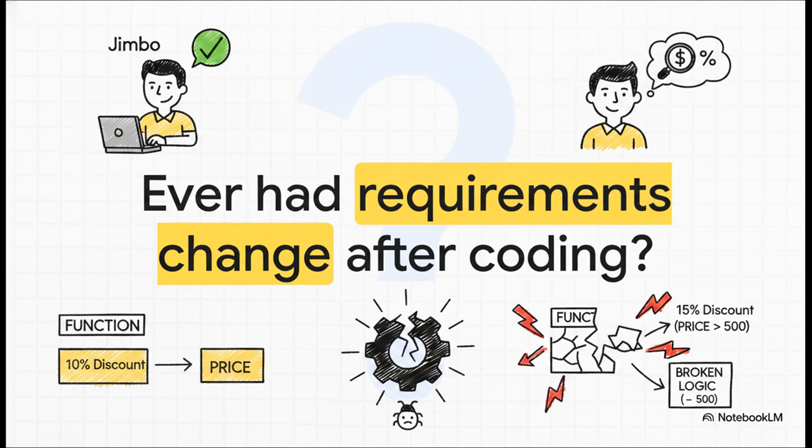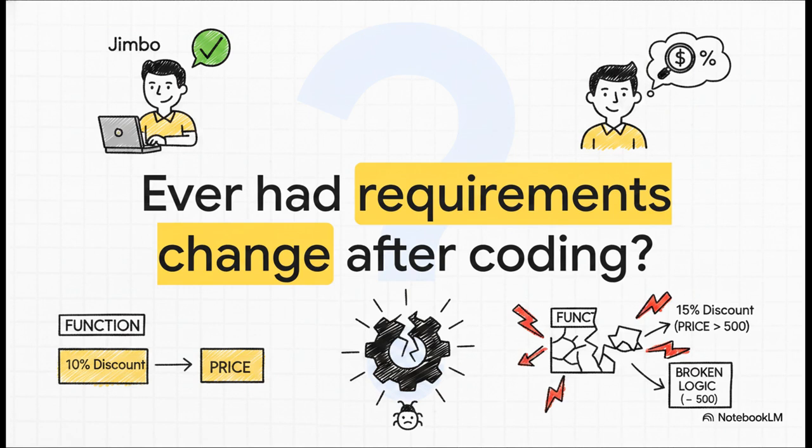You know the one. Think of our case study subject, Jimbo. So Jimbo builds this absolutely perfect discount function that applies a 10% price cut. He tests it manually once, it works beautifully, and boom, he calls it a day. But a few days later, the product manager completely changes the rules. They say, hey, let's apply a 15% discount, but only for prices above 500.